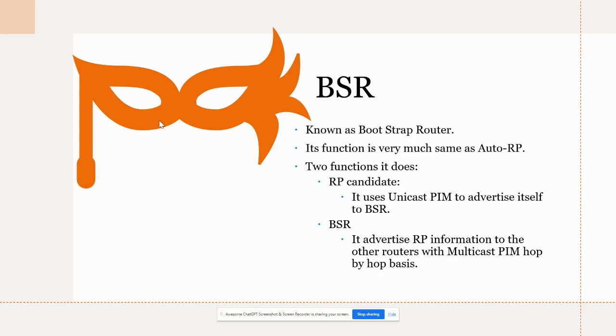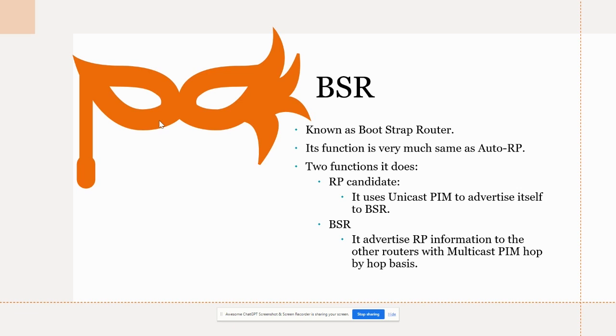So, hey guys, in this section, we'll talk about BSR, which is also known as Bootstrap Router, and its function is very much similar to what we have already studied in the previous section, Auto RP. Basically, it performs two roles. The RP candidate is very much similar to the candidate RP, and it uses unicast PIM to advertise itself to the BSR. The second function it performs is the BSR, which is very much analogous to the mapping agent.